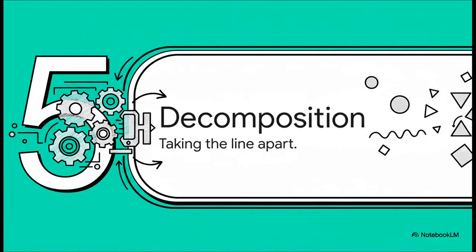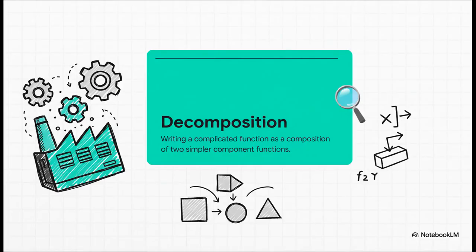So we've spent all this time building these assembly lines, right? Chaining simple functions together to make something more complex. Well, it makes sense that we should be able to go backwards too. We should be able to look at a complicated function and take it apart, reverse engineer it to find the simpler machines it's made of. And this process has a name. It's called decomposition.